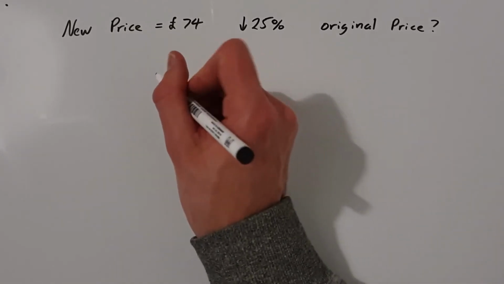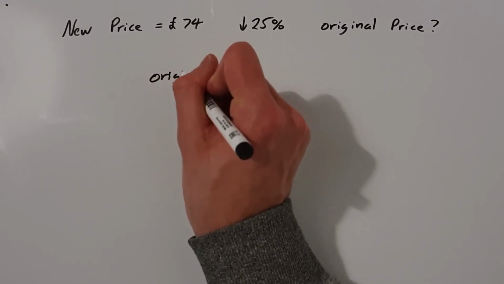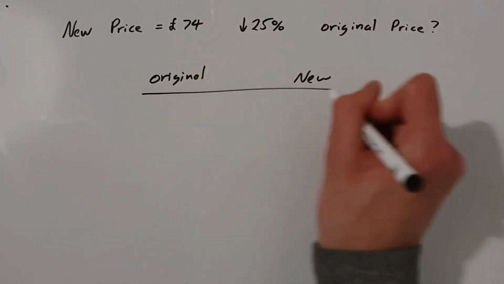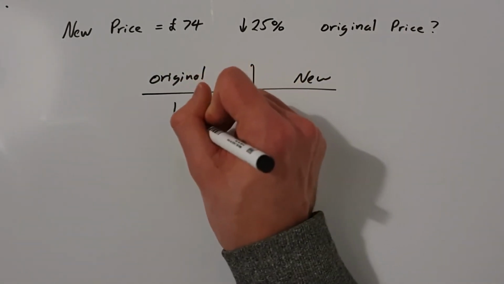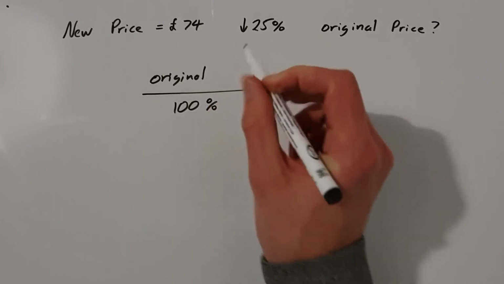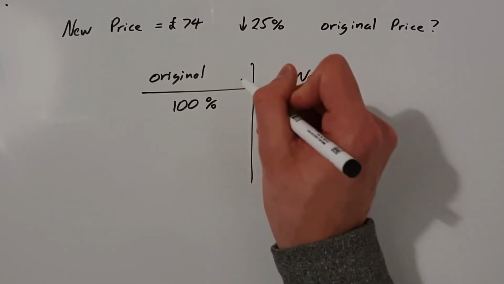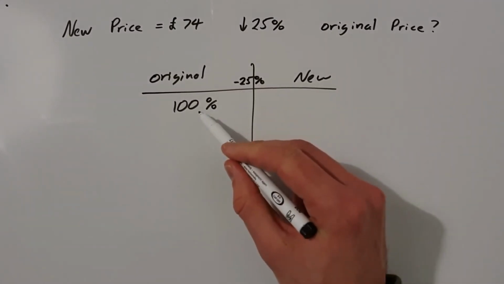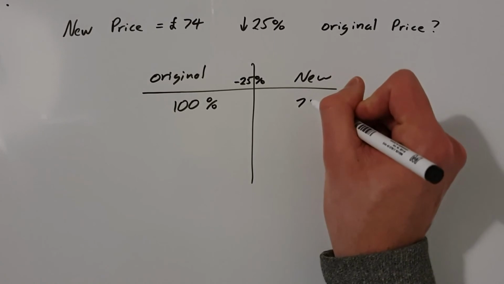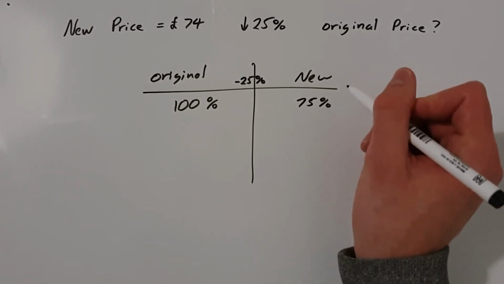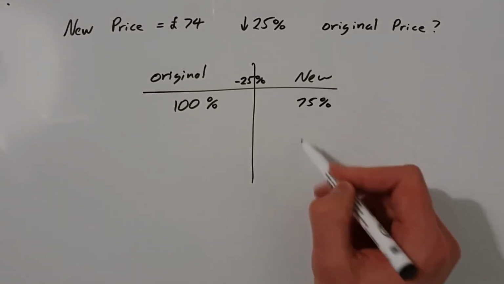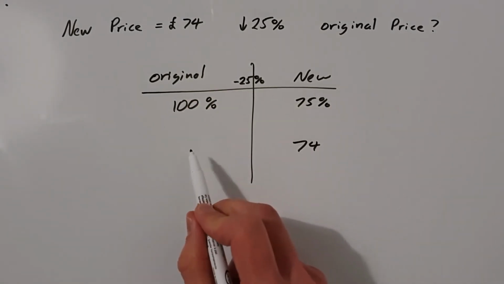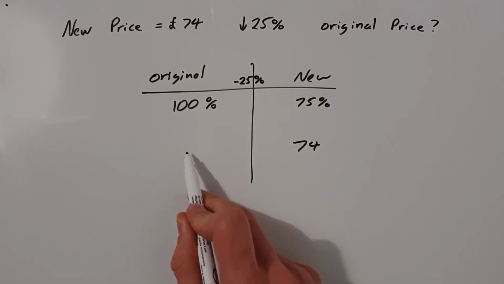So let's just do it again. Let's draw out our table. So we've got our original, we've got our new, okay, and our original is always 100%, keep that as 100%, and this time we've had a decrease of 25%. Okay, so 100 minus 25% gives us 75%. Okay, and we know that our new price is £74. So we've got this here, and it's the original price that we're looking for.